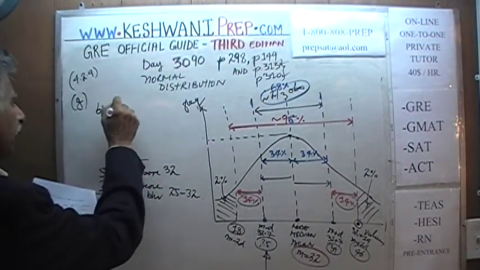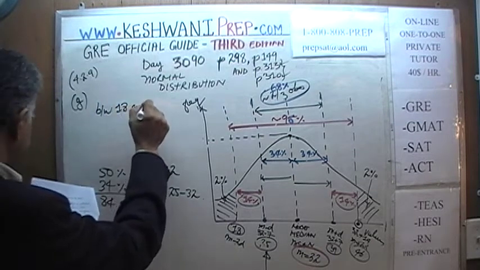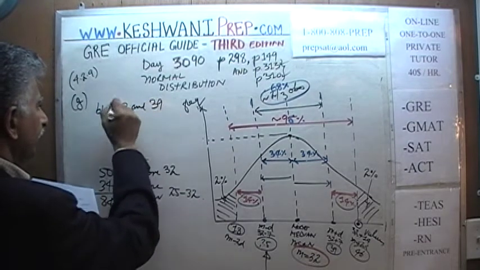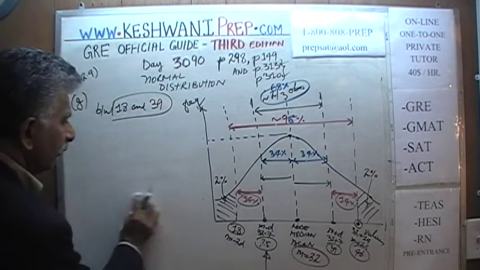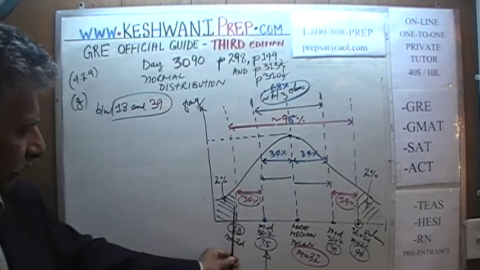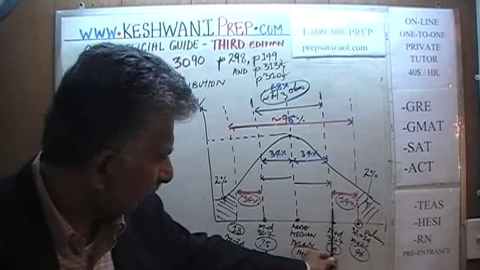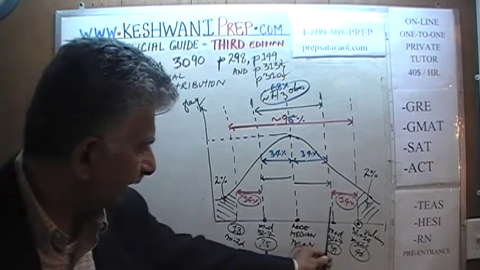has scored between 18 and 39? How do you find that? Can you find it here? Between 18 and 39, let's take a look at it. Where is 18? 18 is right here. Between 18 and 39. Okay, follow my stick. Between 18 and 39, right here.